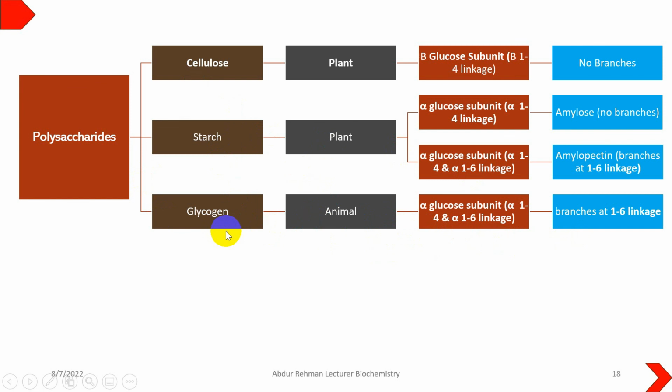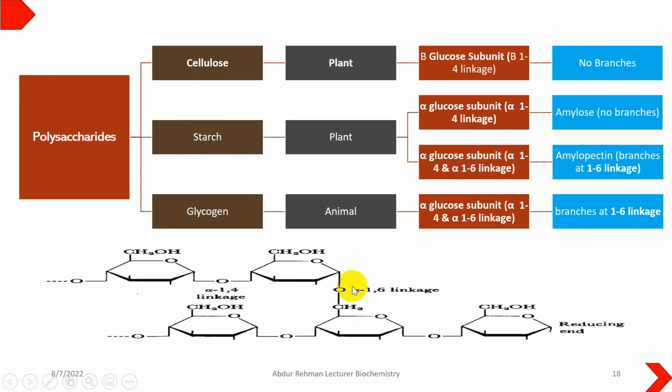Here if we look at the structure, there is alpha 1,4 linkage in the linear polysaccharide, while at the branch point there are alpha 1,6 glycosidic linkages.